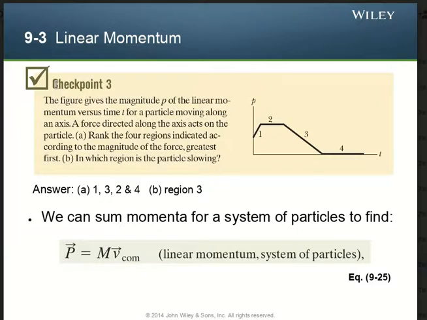Okay. You can try to do this checkpoint 3. It shows p, the linear momentum, versus time, and they ask which one has the greatest force. Here you can see that in 2 and 4 the force is 0, so the linear momentum is constant. In 1 I think is the strongest force because it has the steepest slope, and it is descending, so the particle is slowing down. We have force in the other one too, but it's not as steep as this. So this is the answer, and that's the reason.